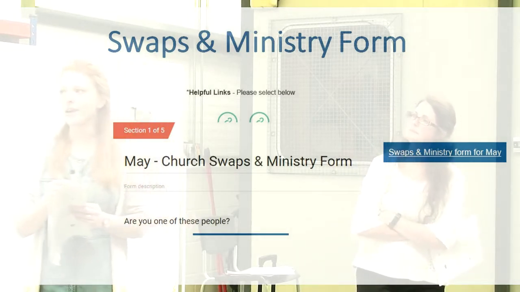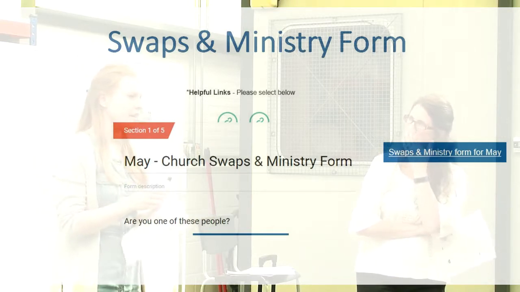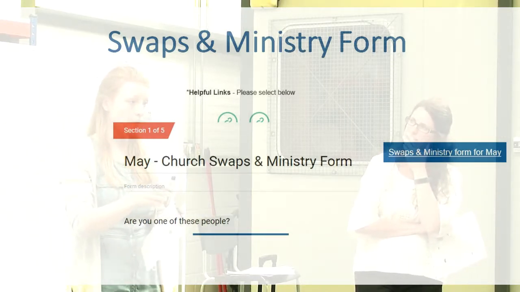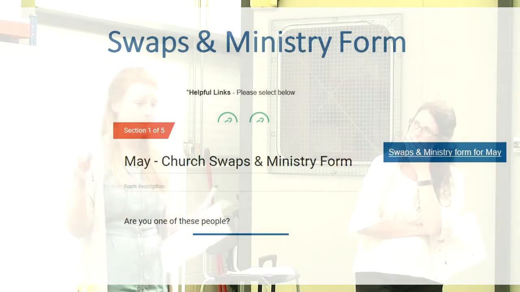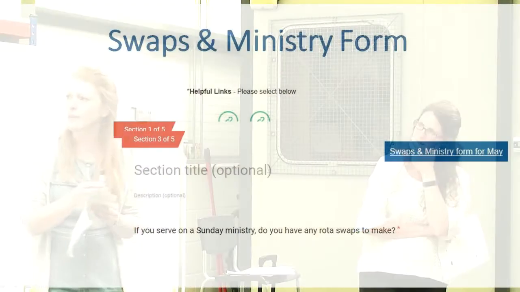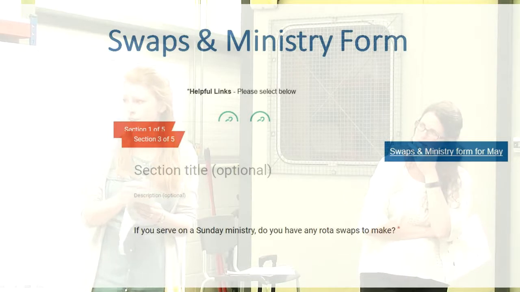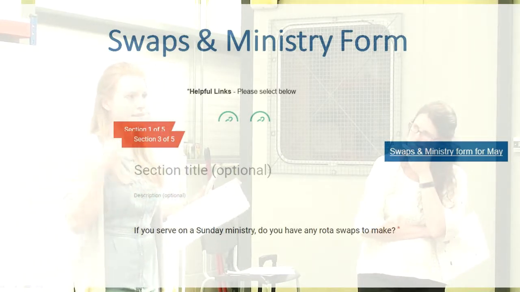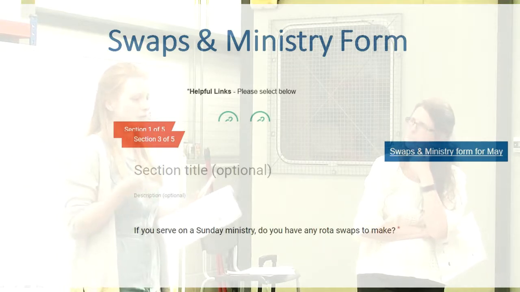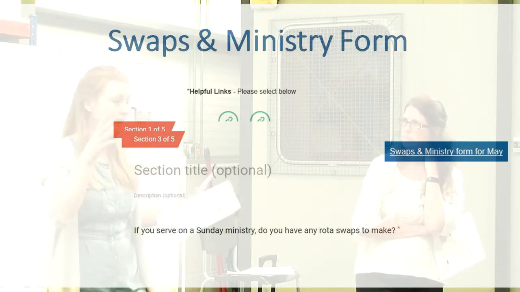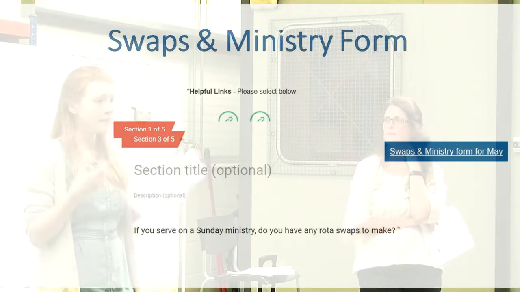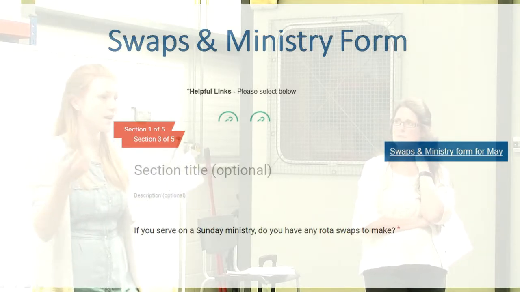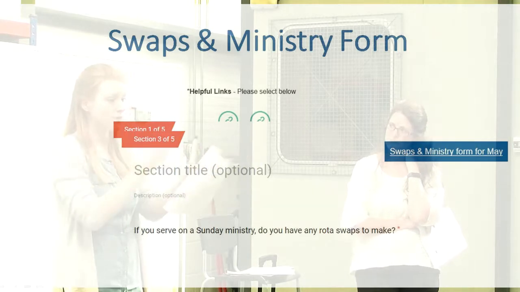It will say, are you one of these people? And they're the leadership or the core, people who are in charge of things. So you probably won't be one of those people, so I've skipped question 2 because it's not relevant to you. Question 3 is, if you serve on a Sunday ministry, do you have any rota swaps to make? What I'm basically showing you here is, if you can't serve on your allocated Sunday, we really would like you to find somebody to swap with, so in that month, swap for a different Sunday.